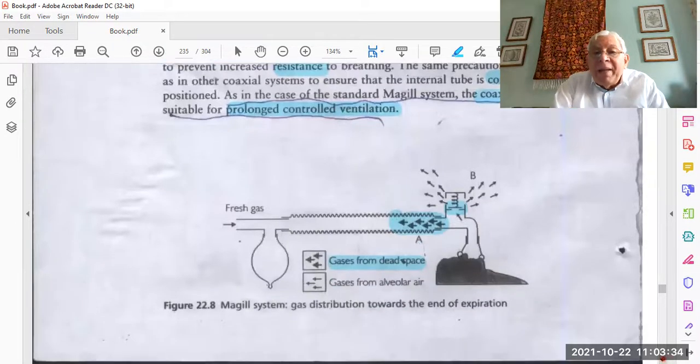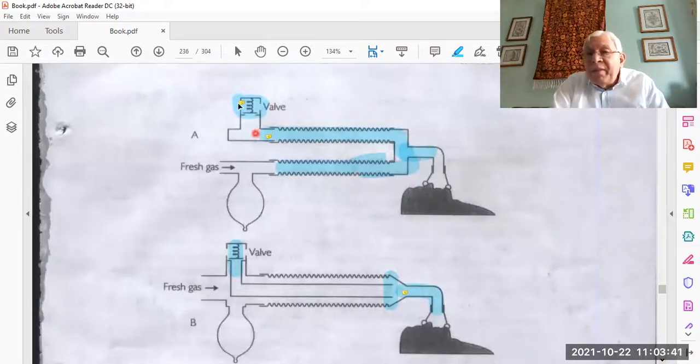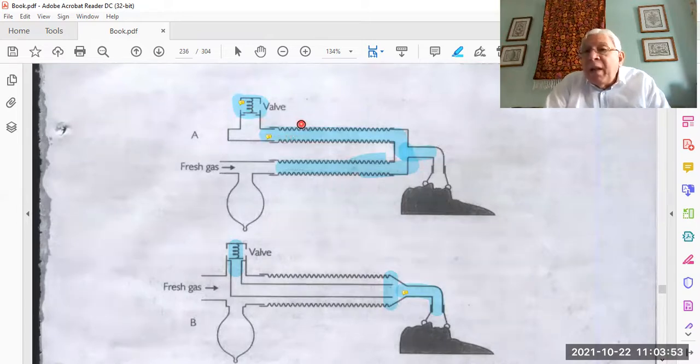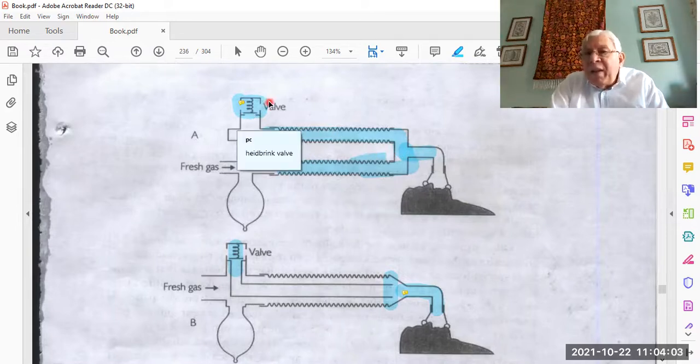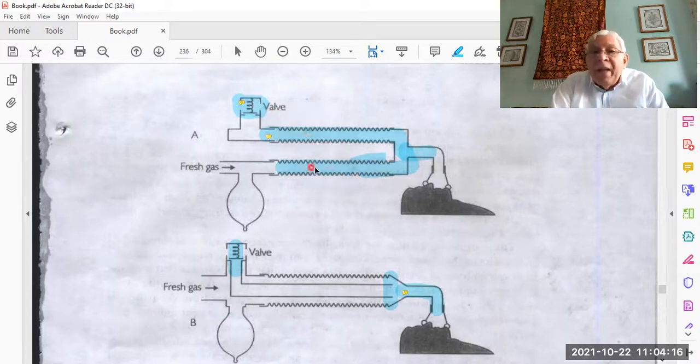The coaxial McGill circuit, as you can see from this system, this is the McGill system. This is the McGill system with the remote valve. Suppose we want to attach this system to a patient who is infectious, and we want to use a disposable. We can use this disposable system, but this valve, of course, is not disposable. It can be reattached to a clean new system, and so this is called remote. Remote is away from the patient.